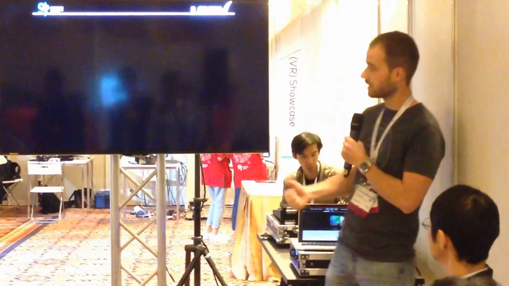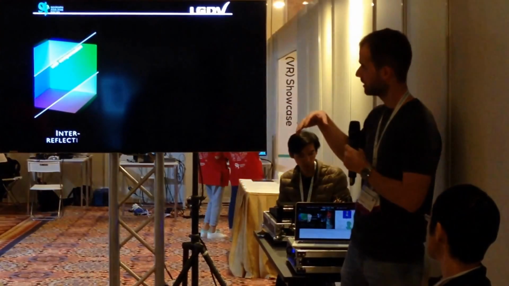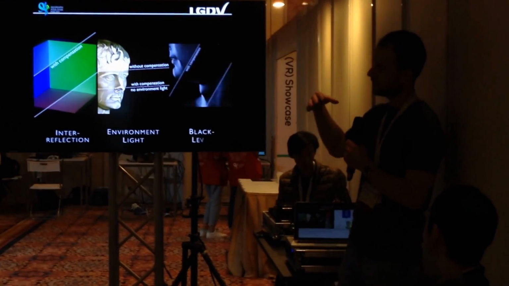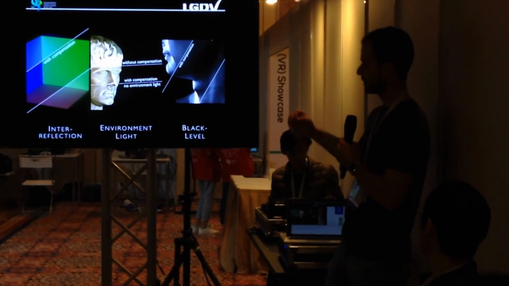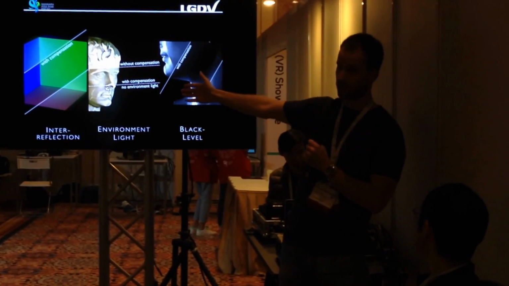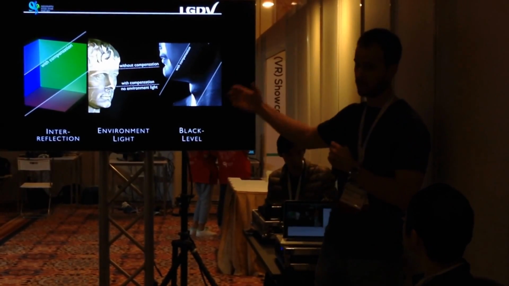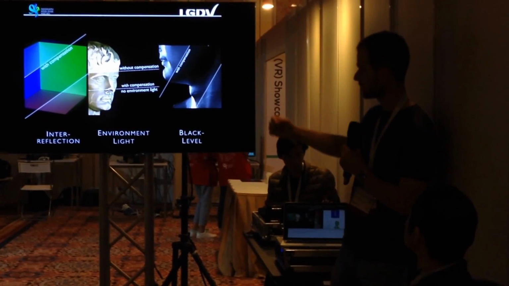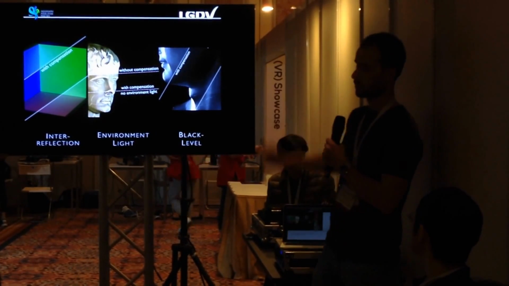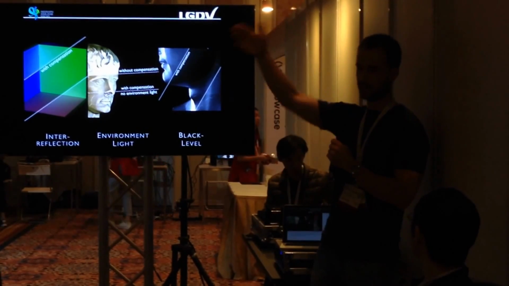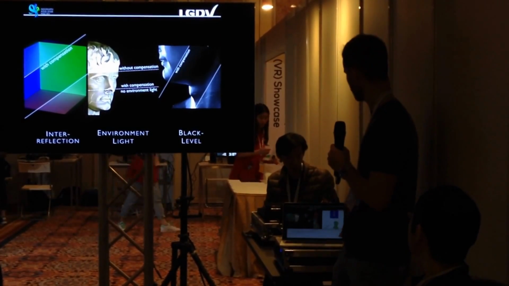And this Monday here we presented a short paper where we tackle some problems of projection mapping. So for example, we showed how we can get rid of interreflection on the object to get a better contrasting projection. We showed how we can get rid of environment light and how to get rid of black level, and you can see the results on our booth over there.